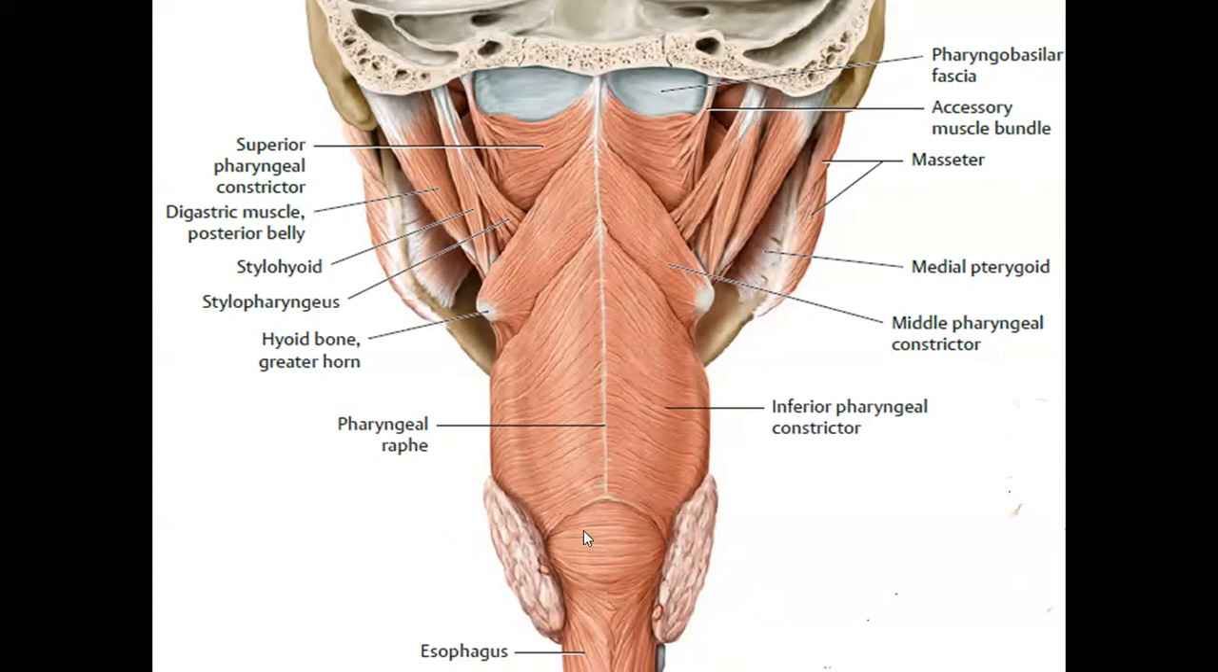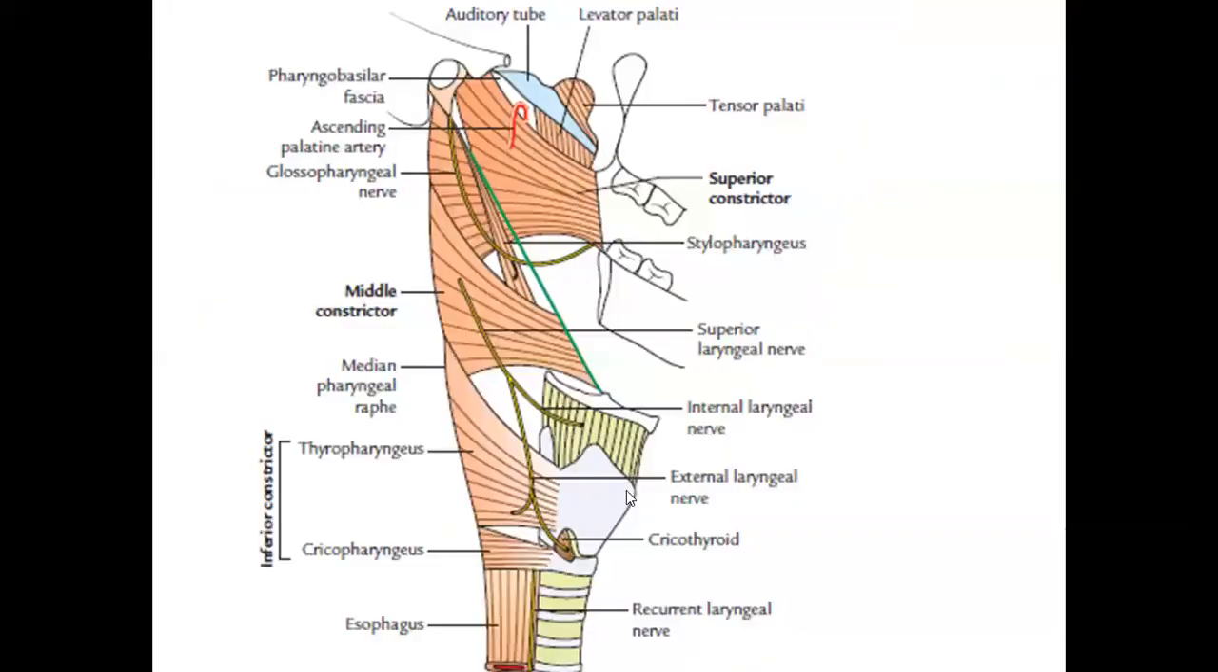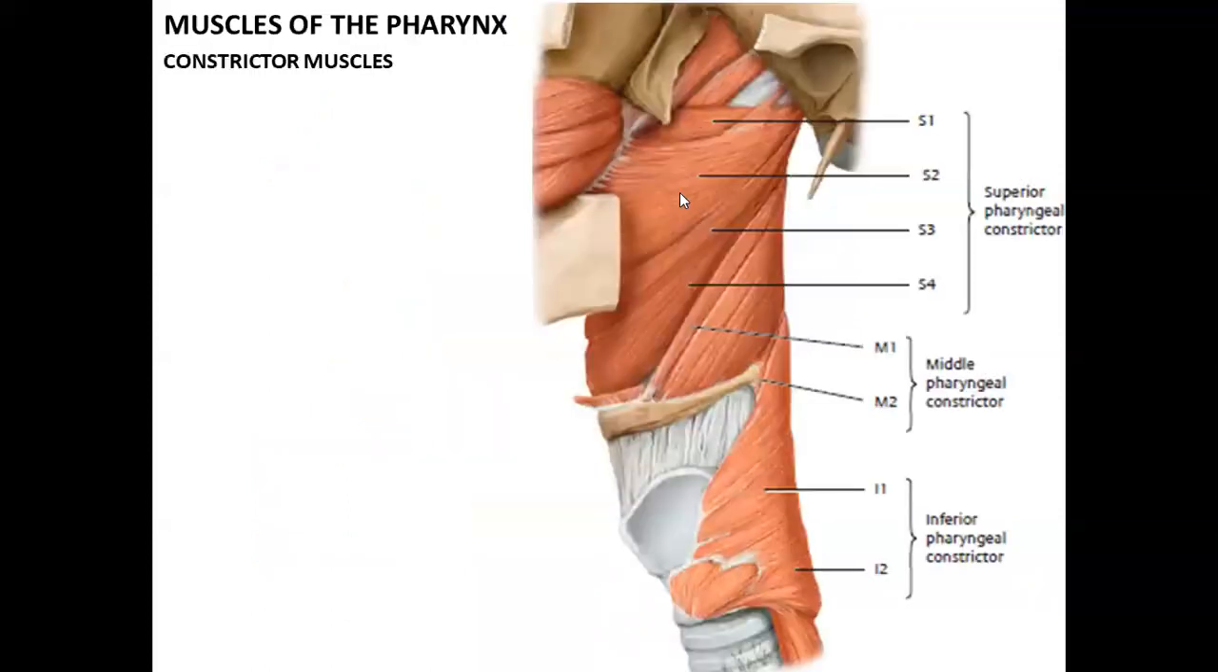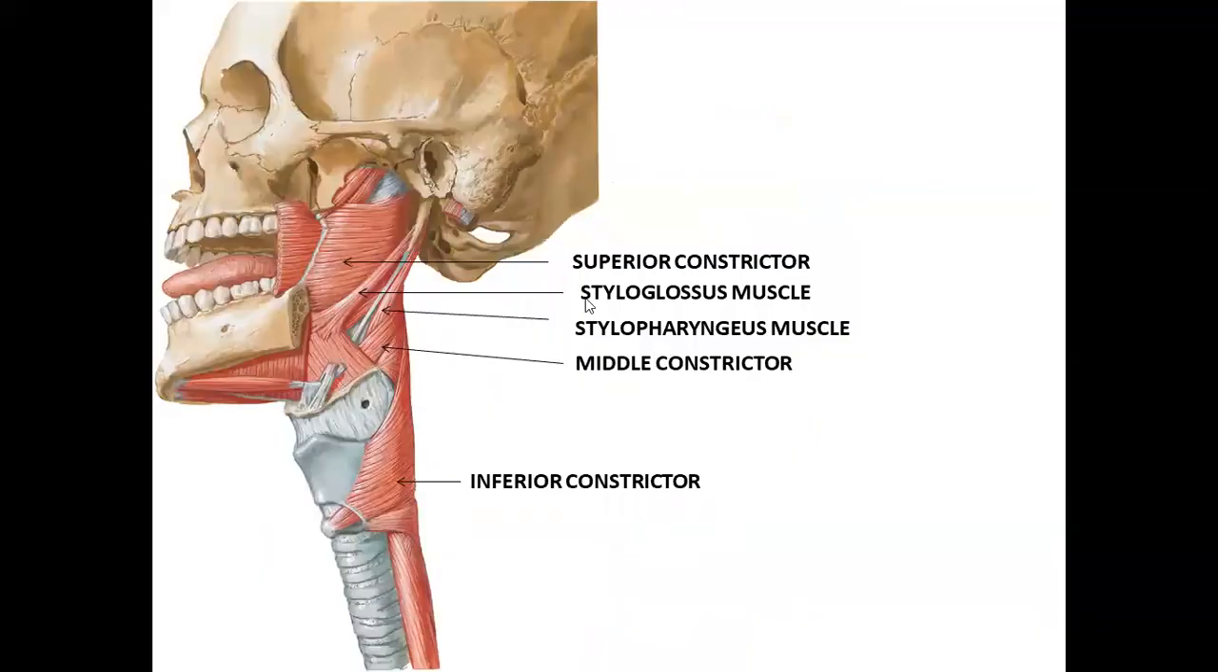Okay, now let's talk about the origin and insertion of these muscles. So first of all, we look at this muscle. This muscle is the superior constrictor muscle. What are you looking at here? This is the maxilla. This is the mandible that has been broken. This is the pterygoid plate here. This is the auditory tube. Okay, these are the cartilages of the larynx. So talking about the superior constrictor muscle first, this one. I have another diagram here.